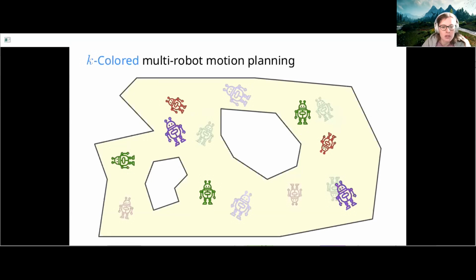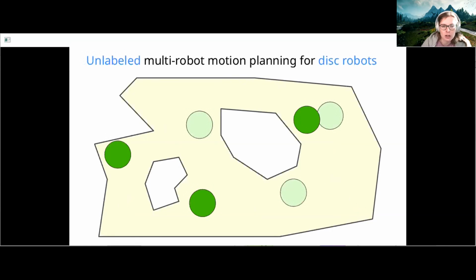Then in between, there is the so-called K-colored version of multi-robot motion planning, where we have K classes of robots. Here I denote them with different colors and also with a slightly different size, so they can also be different shapes. Within each class, we are operating in this unlabeled setting. Any robot can move to any target position, but of that specific class.